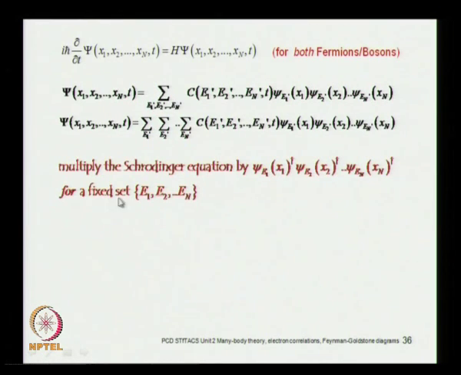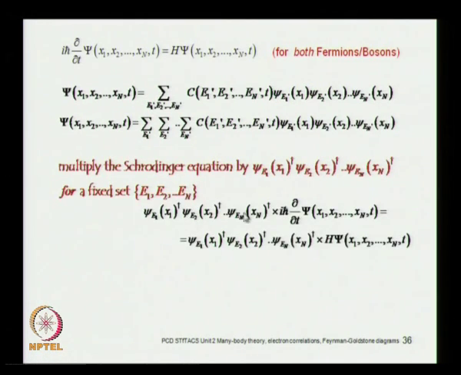So, what we are going to do is to multiply the Schrodinger equation by this product of single particle states, but you take the adjoint. So, you multiply by the adjoint of the product of these single particle states, and for a particular set E1, E2, these are without primes. The primed variables appear in this summation. So, they are dummy labels, we do not want to use them, since we are multiplying it by a particular set E1, E2 up to En. So, you multiply the Schrodinger equation by this set.